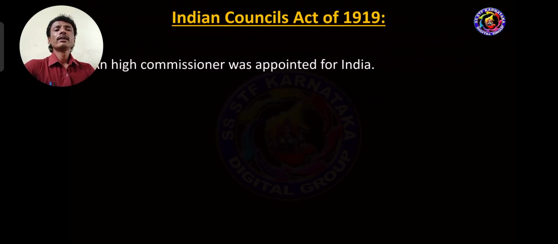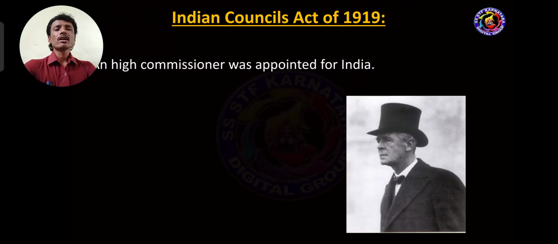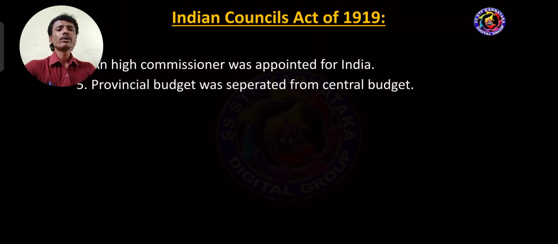And mainly High Commissioner were appointed for India. What is the meaning of High Commissioner? High Commissioner means a senior government administrative person. And the High Commissioner was appointed for India under the Indian Council Act of 1919.